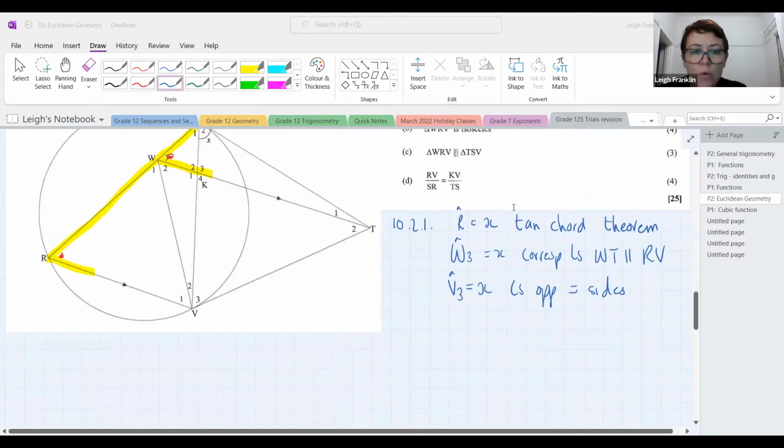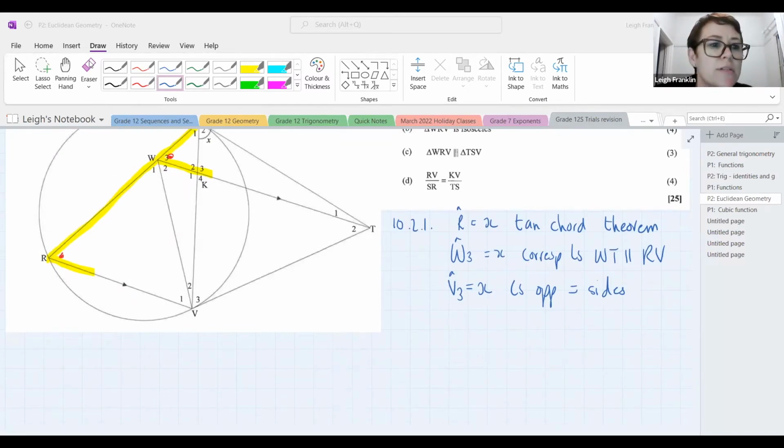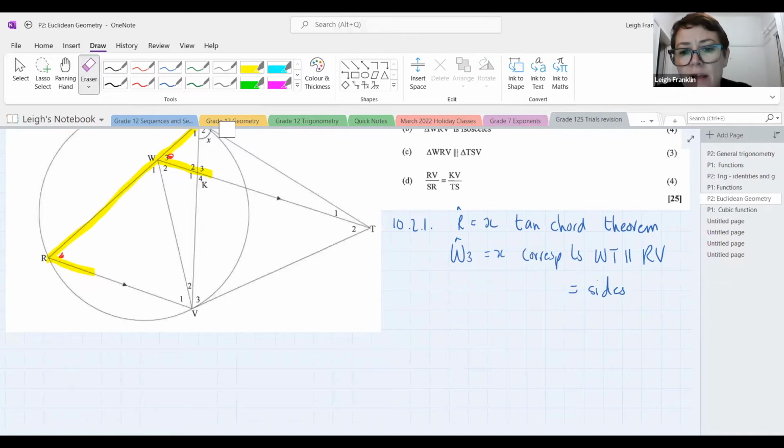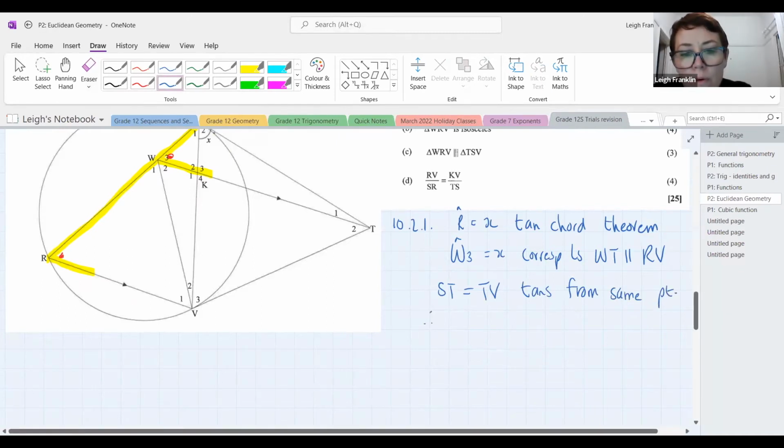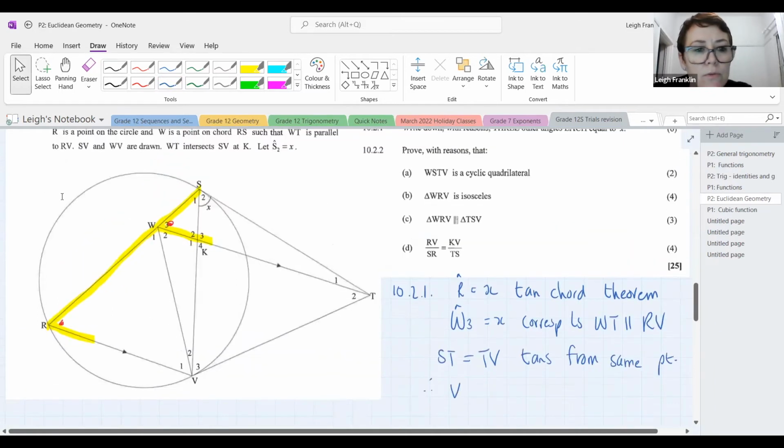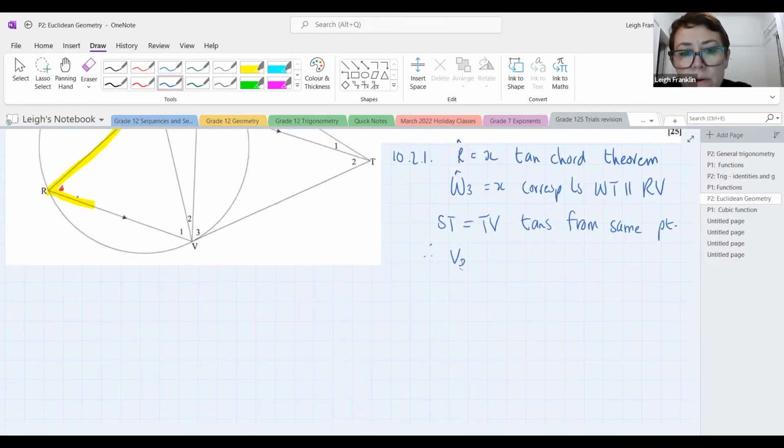Which, you know what, I should have done? I should actually put that in there. Hang on a second. If I'm being 100% accurate, let's just add that in. All right, so ST equals TV because they are tangents from the same point. And therefore, V3 equals S2 equals X, because they are angles opposite equal sides.